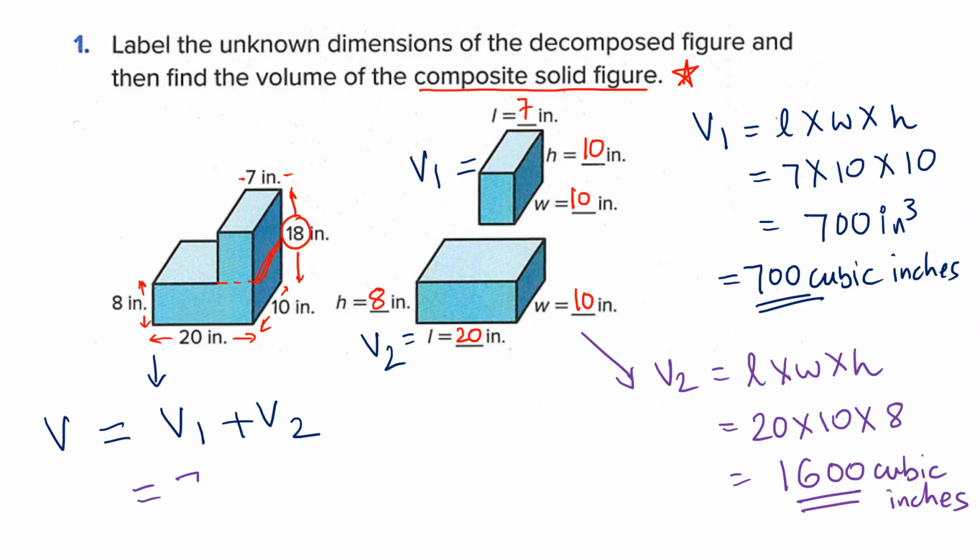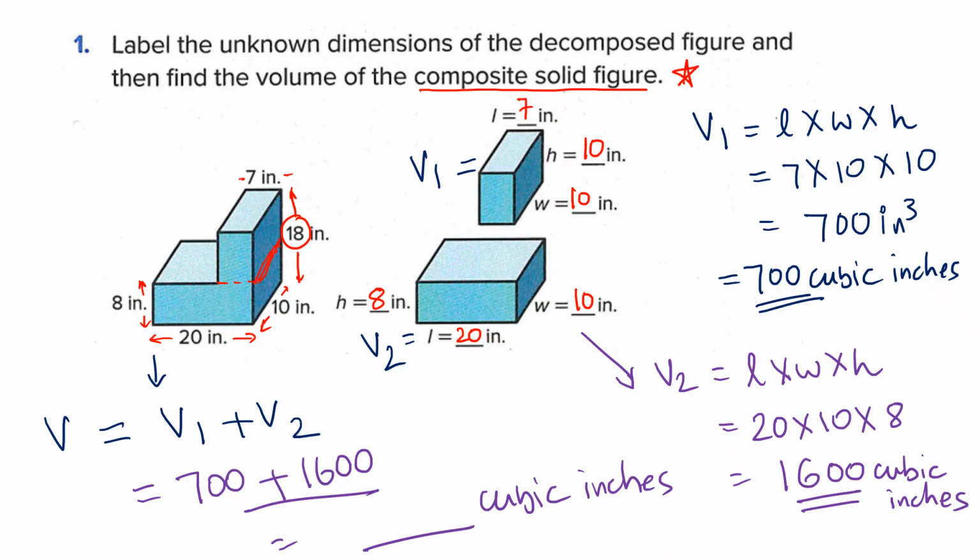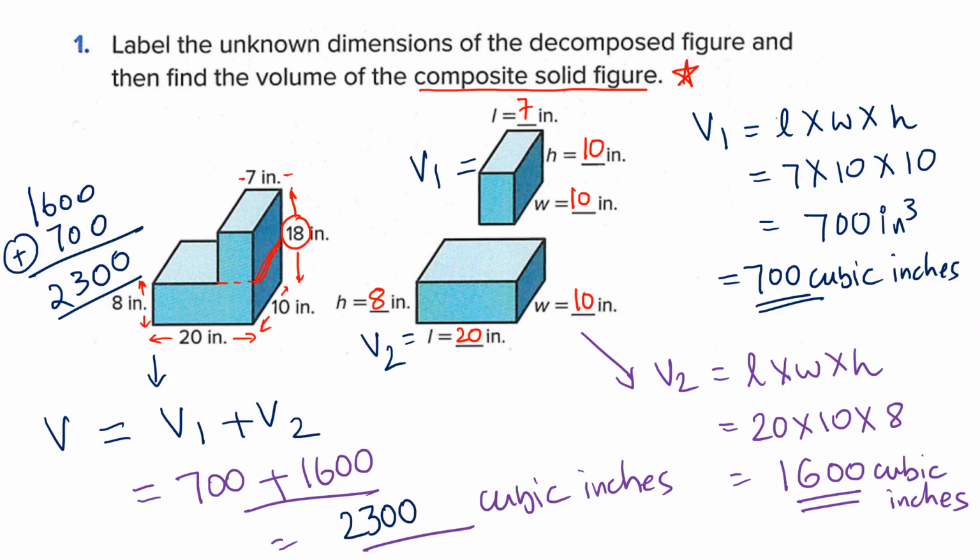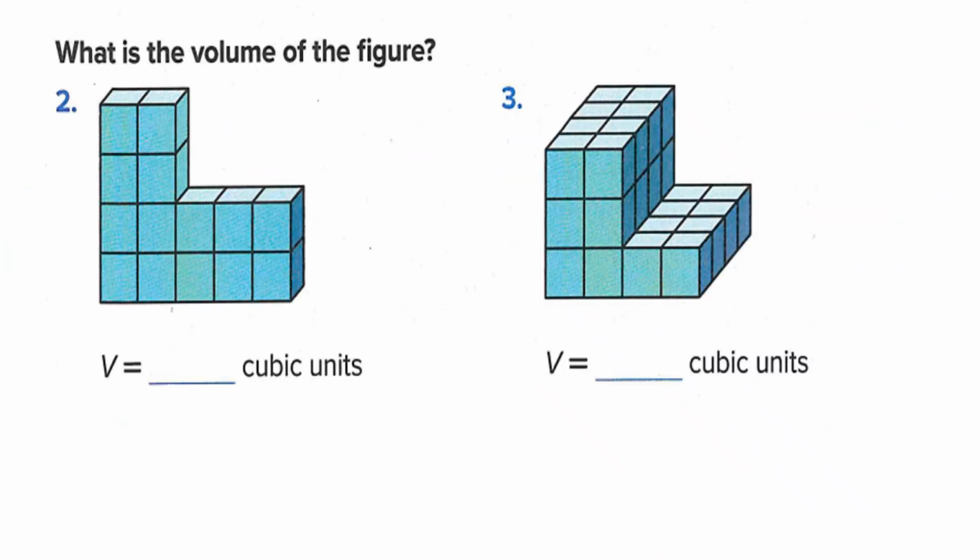Now we just need to add both of them. So let's do it. 700 plus 1600. That's going to give you how much? Tell me. Let's check. 1600, 700. Place the value correctly. How much? 0, 0, 7, 13, 23. So 2300 cubic inches is my final volume for the composite solid figure.